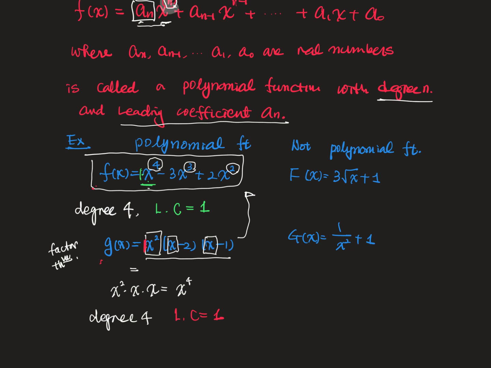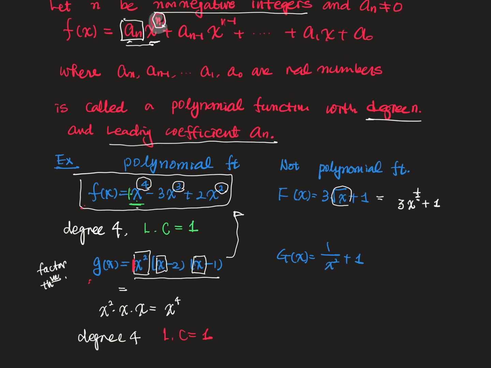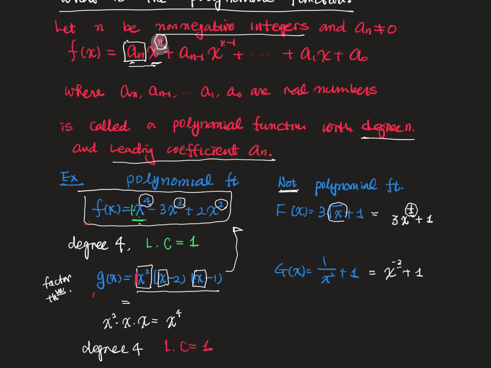On the right side, this is not a polynomial. Let's talk about why this is not a polynomial function, guys. Look at this: square root of x, 3x to the 1.5 plus 1. The power is not a whole number. That's the definition: the power is a fraction. This is not a polynomial, guys. Make sure of it. 1 over x squared is x to the negative 2 plus 1. The power is not a whole number. Whole numbers include 0 and the natural numbers. This is negative. So this is not a polynomial function.